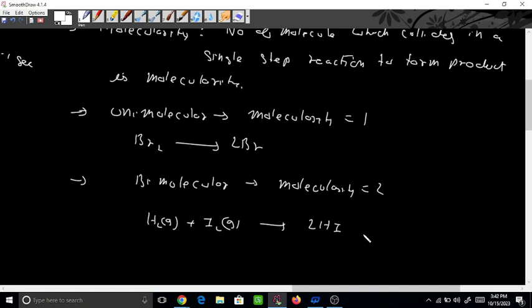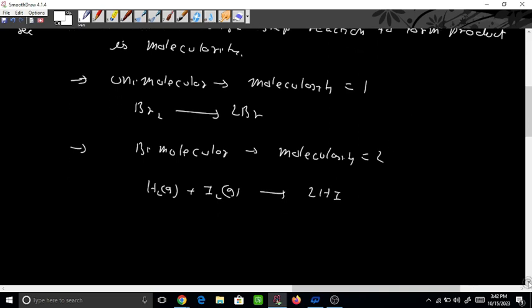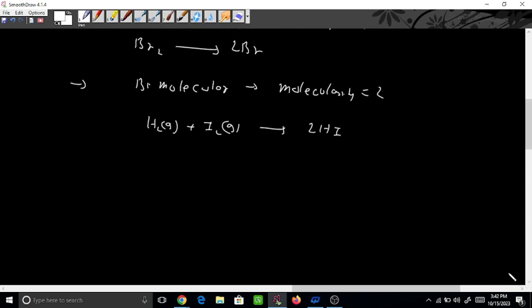Okay, but here I have said that they collide with each other. The possibility of three molecules colliding is very less, and of four molecules is very less. Three separate molecules, say H2, I2, and H2O. Here there will be one molecule, here there will be another molecule. Say in this reaction I add H2O also. That means it is trimolecular.